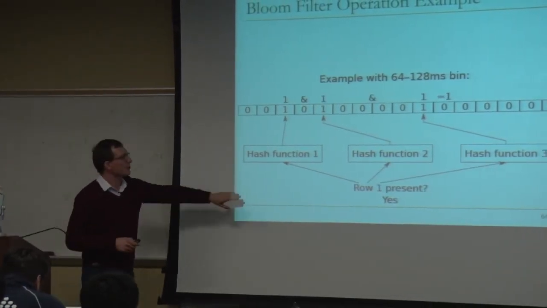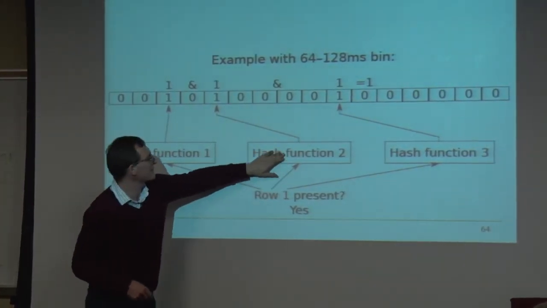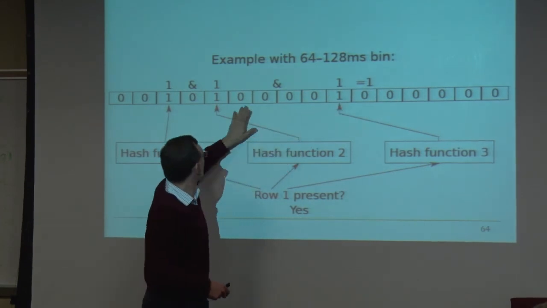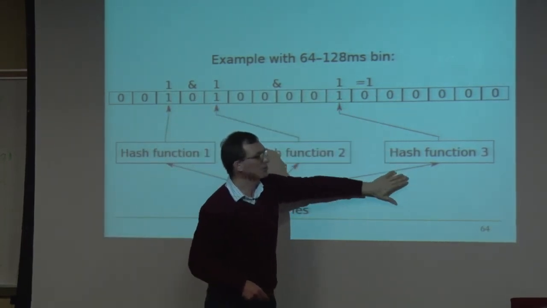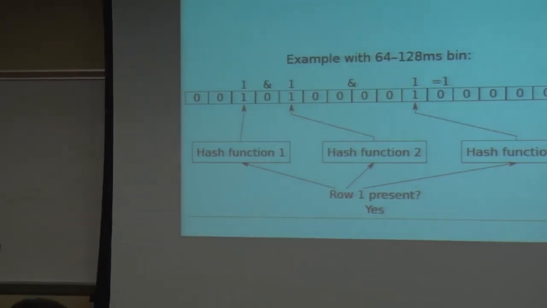OK, so how do you test row 1's presence? The memory controller supplies row 1's address, which goes through these hash functions and maps to these bits. And if all of the bits are 1, then you say row 1 is present in this filter. And then you refresh it every 64 milliseconds.